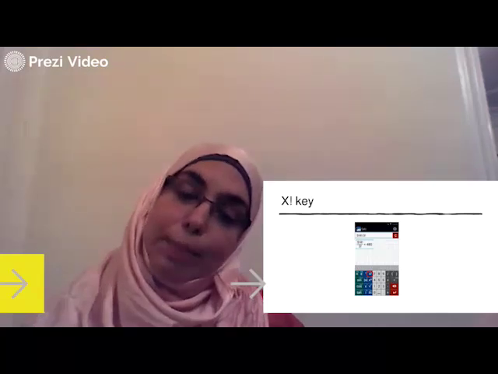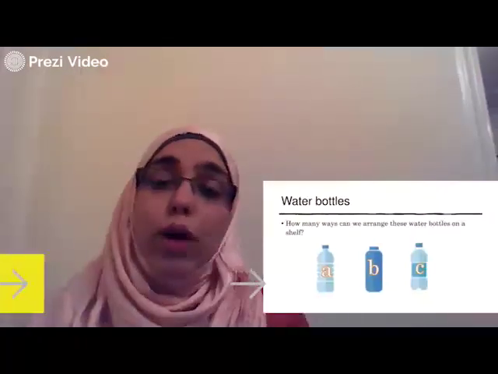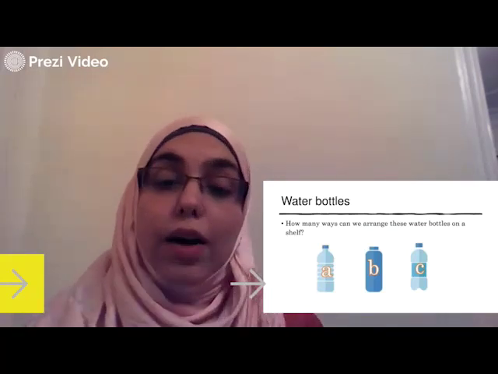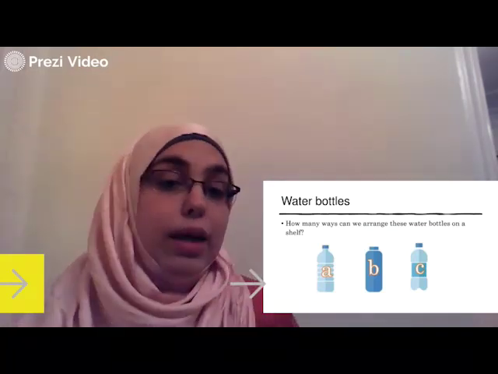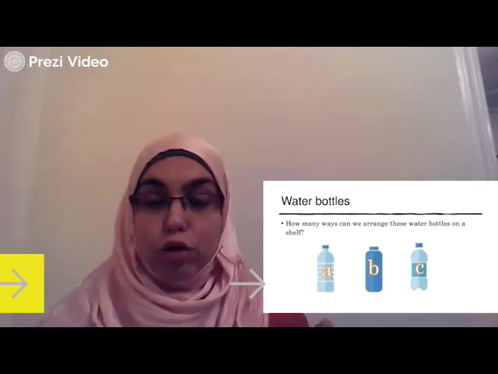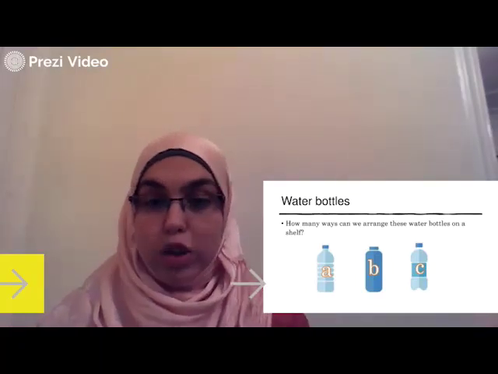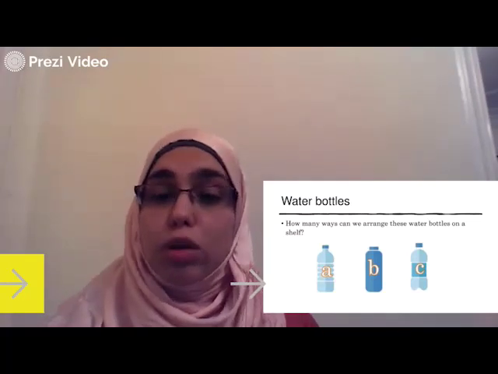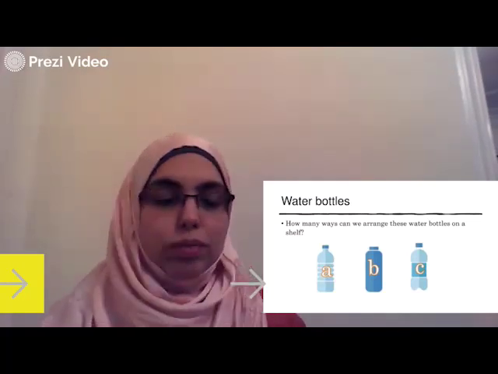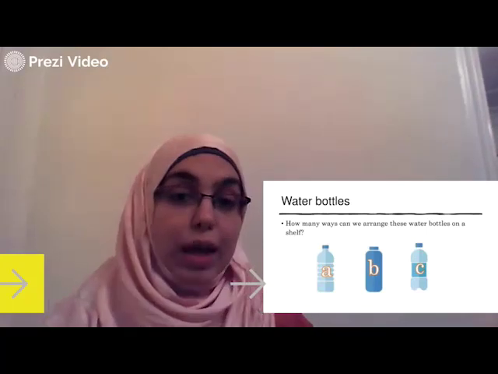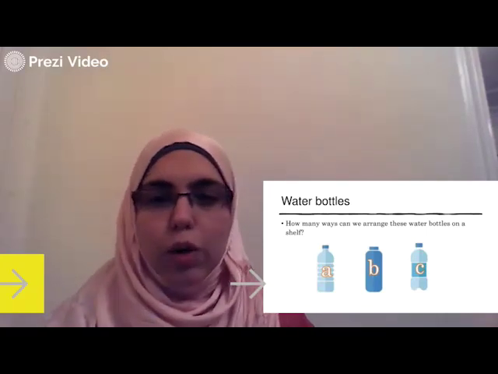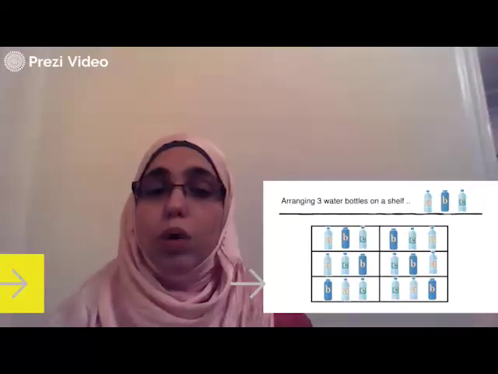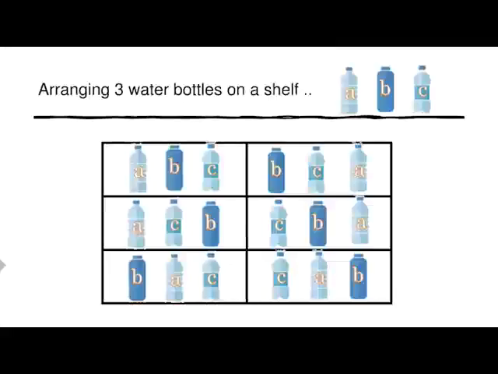Let's see the following example. If I want to arrange 3 bottles of water on a shelf, the bottles are labeled A, B, and C. So I have 3 bottles of water and I want to arrange them on my shelf. How many ways can we arrange these water bottles on a shelf? Pause the video and think about it and tell me how many you are going to find. In order to solve this one, we're going to find 6 different possibilities.